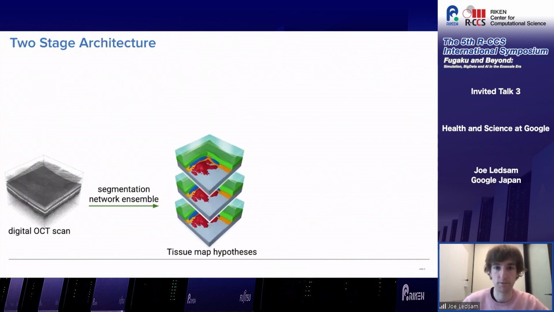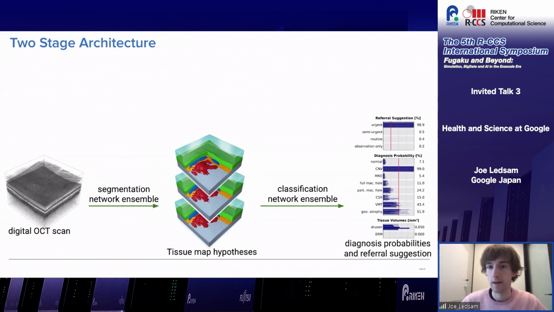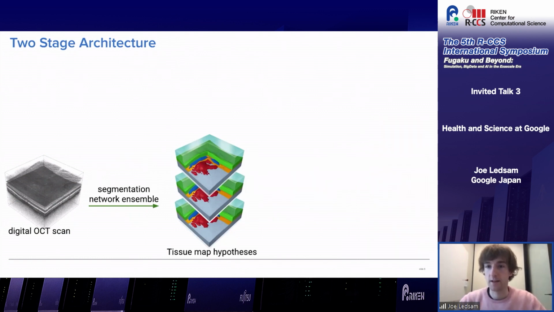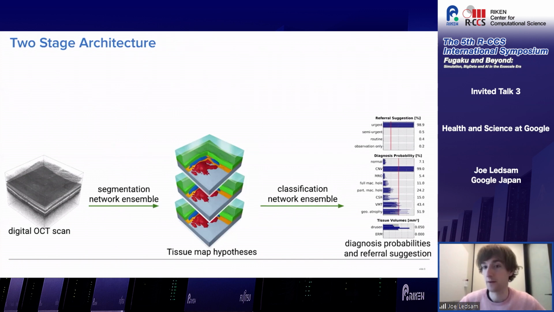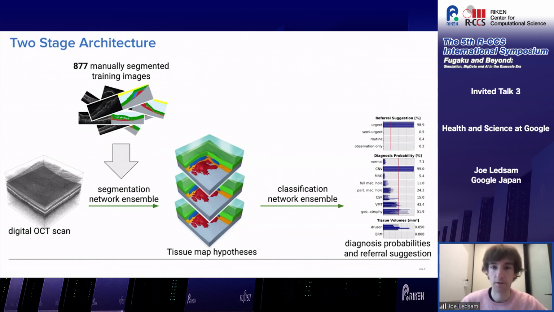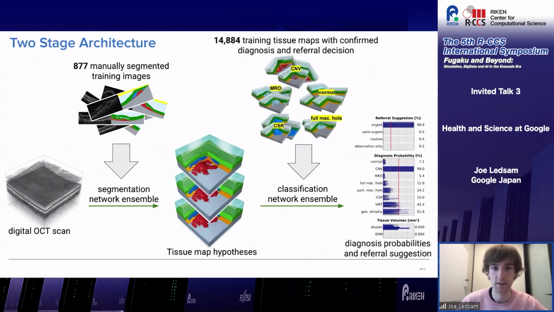The framework we proposed for this was a two-stage architecture. In the first step, we have an ensemble of segmentation networks that take the OCT scan and produce a segmentation, essentially multiple tissue map hypotheses. In the second step, we have an ensemble of classification networks that predict the diagnosis probabilities and provide a referral suggestion. The segmentation model is trained with about 900 segmented OCT scans. The classification network was trained with about 15,000 tissue maps with confirmed diagnosis and referral suggestions. And we compare this in the paper to a standard black box network.